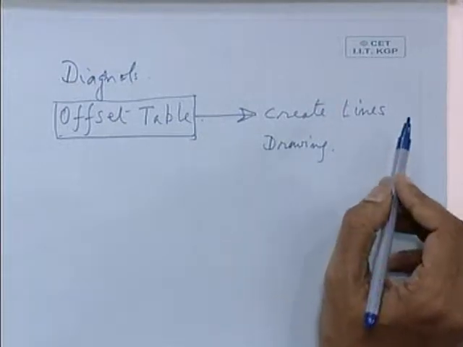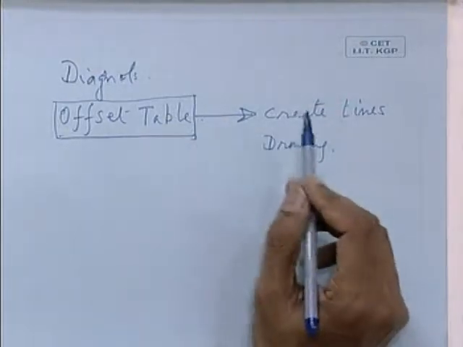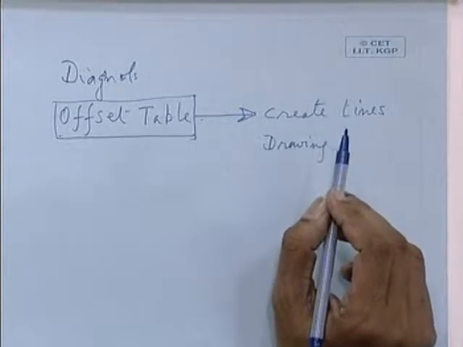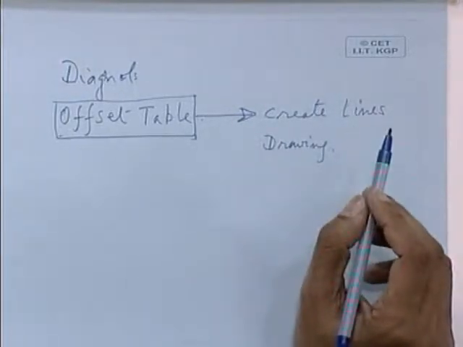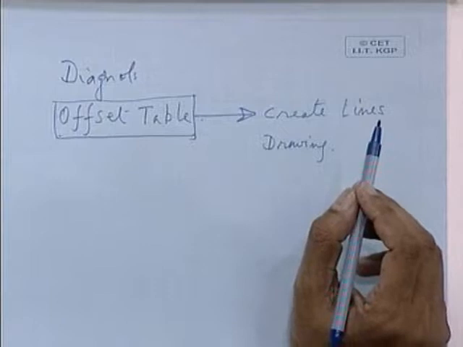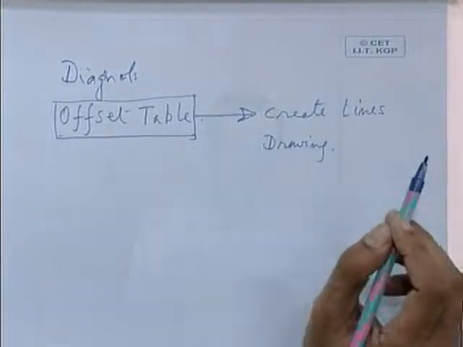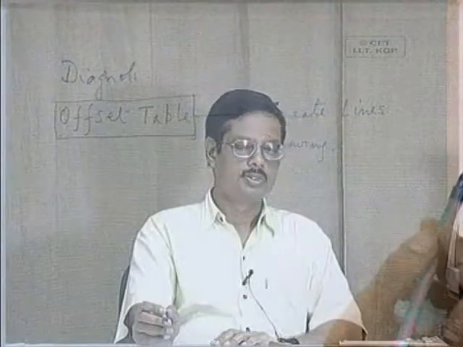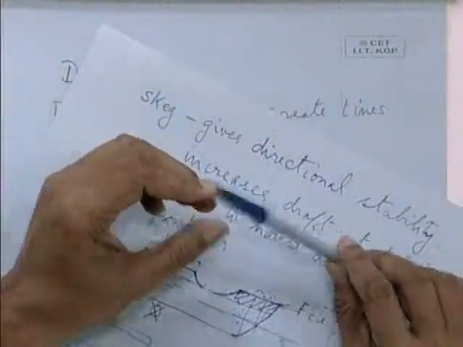You have to create the lines drawing from a set of offsets, and offsets are nothing but the half breadths set out on the water line or water plane at specified stations along the ship. So those are called offsets. So once you have got the offset table, or once you are supplied with the offset table, then only you can draw the ship lines. So this brings us to the end of this lecture. So next class I will continue with the offset table.